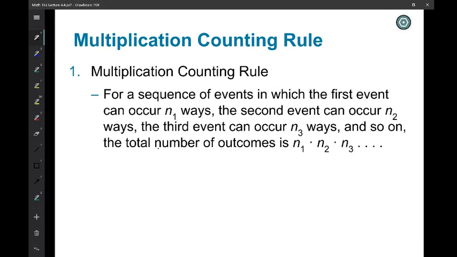Multiplication counting rule. The multiplication counting rule for a sequence of events in which the first event can occur in n1 ways, the second event can occur in n2 ways, the third event can occur in n3 ways, and so on: the total number of outcomes is the first number of ways, n1, times the second number of ways, n2, times the next number of ways, and so on.